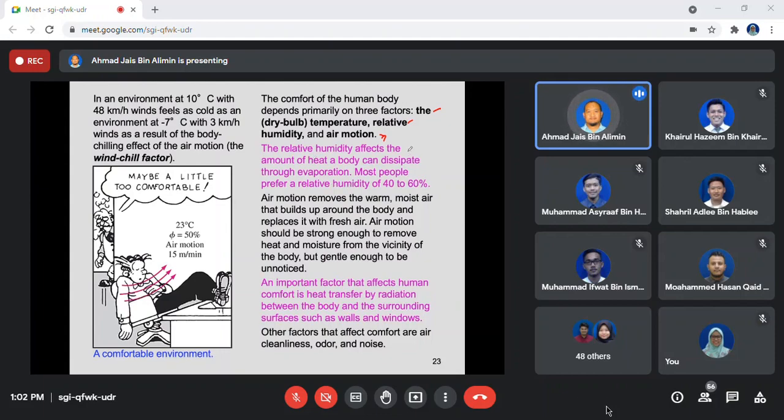Relative humidity affects the amount of heat a body can dissipate, and most people prefer relative humidity of around 40 to 60%. Okay. As the air motion removes the warm, moist air build-up around the body and replaces it with fresh air. Okay, so this is how we condition the air to the comfort of human behavior.